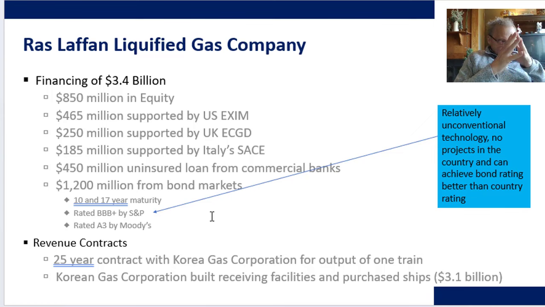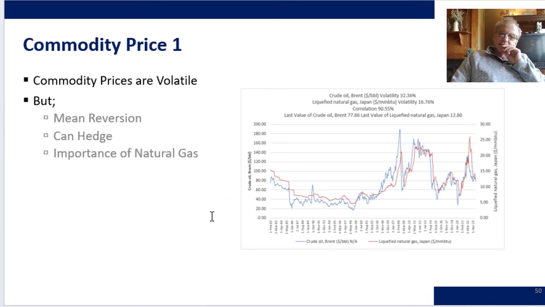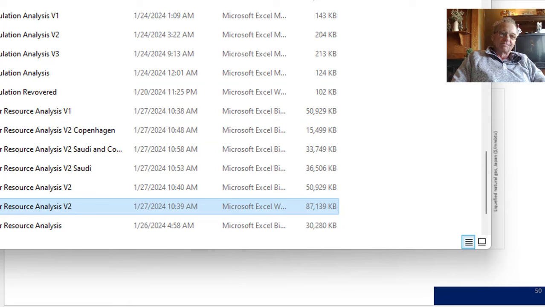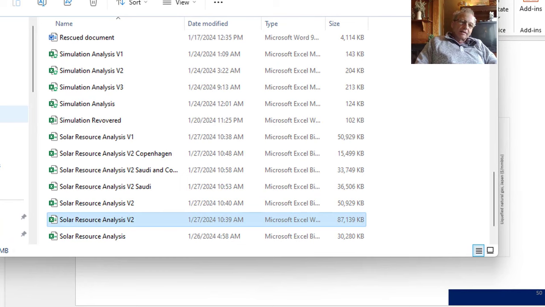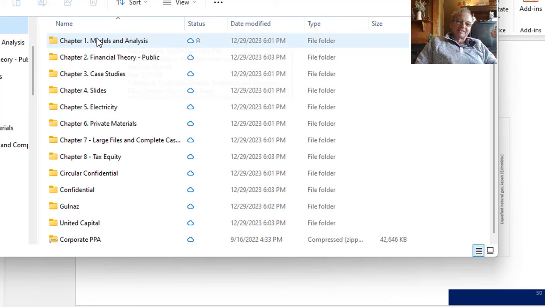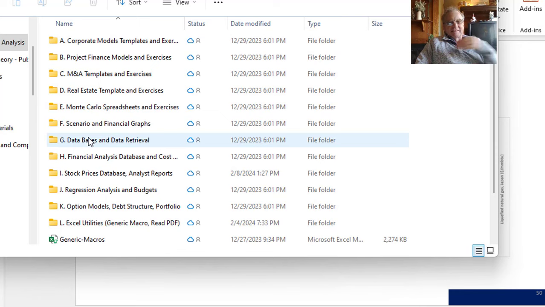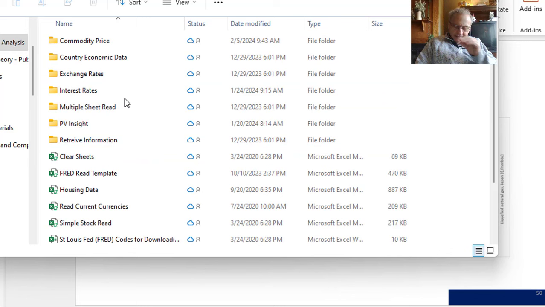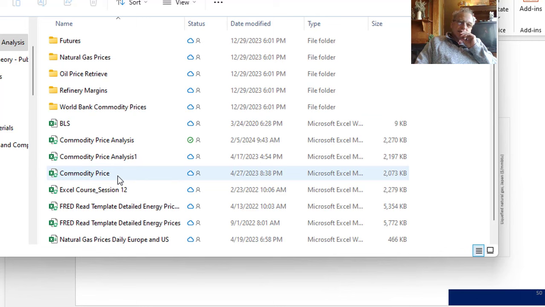But when they signed these revenue contracts, partly what I have you do with this case is I have you go and retrieve a little bit of data. I hope I don't have any Excel open. I don't know if anybody's ever used any of this. For me, I keep coming back to it. This is in chapter one and then in commodity prices, and they had the volumes fixed, but not the price of natural gas.